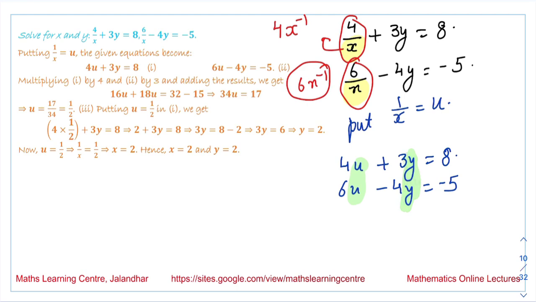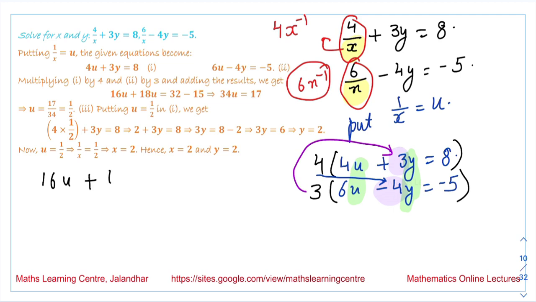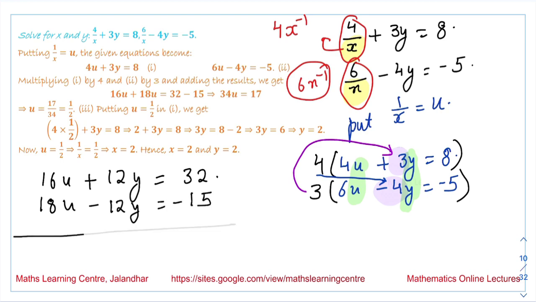To solve these equations, we are multiplying the first equation with 4 and the second equation with 3. So what we get is 16u plus 12y is equal to 32. Next we have 18u minus 12y, that is equal to minus 15. We are eliminating these terms, as they have opposite signs over here, so we are adding these equations.